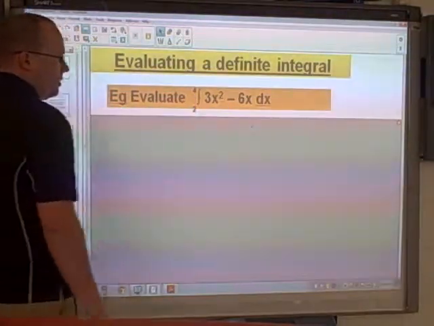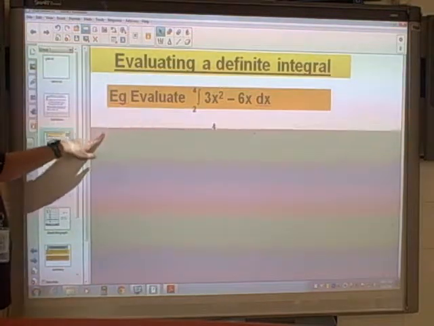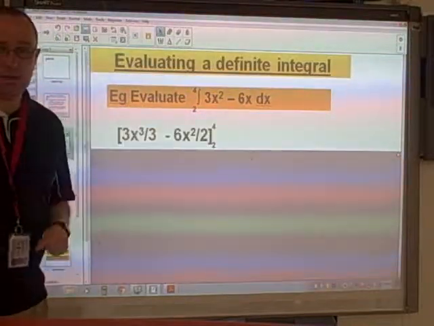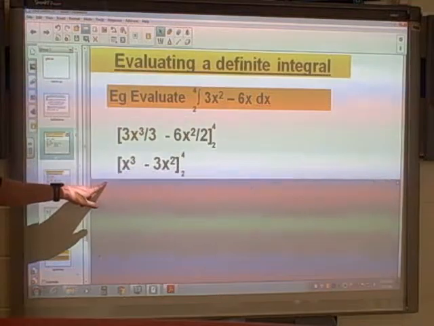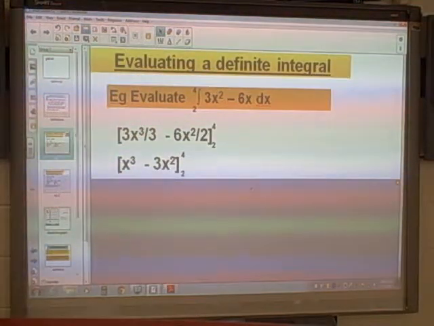So increase the power by 1, so 3x cubed, and then divide by the new power, 3. And 6x to the 1, so increase the power by 1, 6x squared over 2. Then we put them in brackets, and we put our limits at the end of the question. Now, we can also simplify this: 3 over 3 cancels to 1, and 6 over 2 cancels to 3.